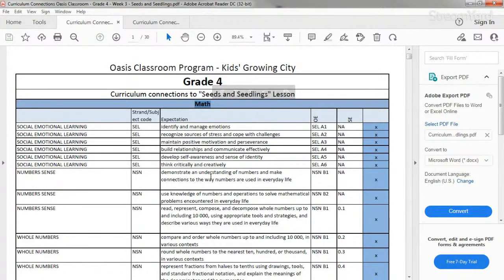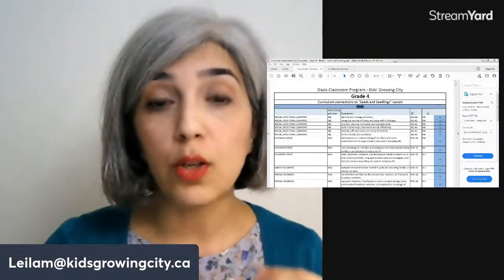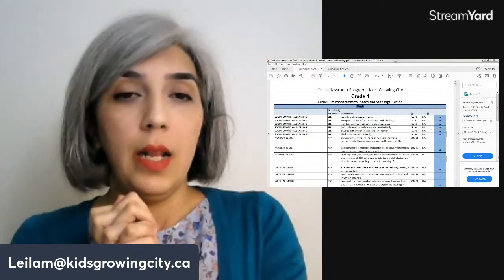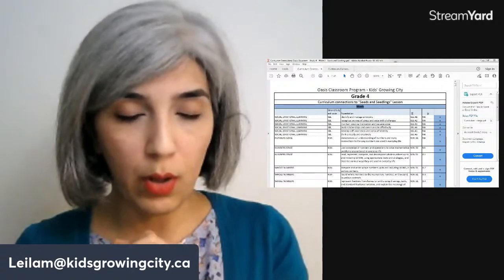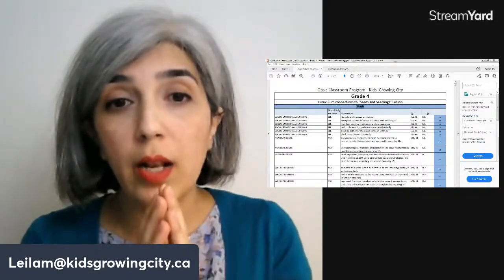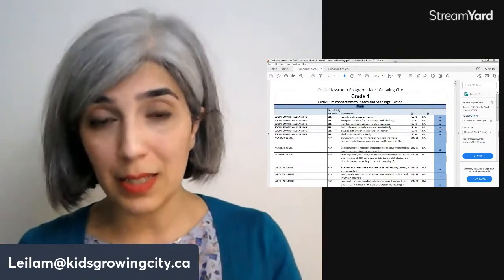You can do the same with science, you can do the same with social studies. Oh my god, social studies. You can do the same with language. Trust me. Health, oh my god, health connects so well. So essentially, you can do it in your own classroom time, the time that you have with your class, with your students, while teaching your own curriculum and trying to meet the expectations.